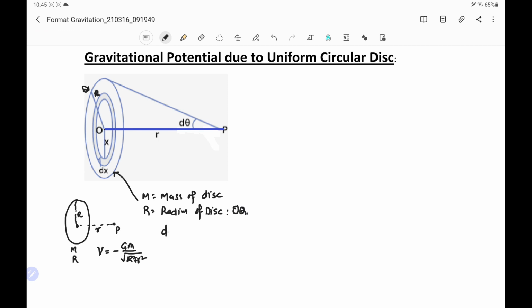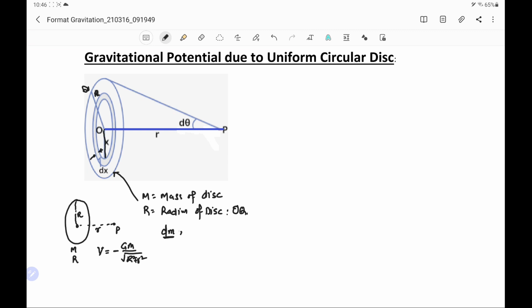Then we have to take an elementary mass, because mass distribution over the disk is a continuous distribution. Therefore, we have to use the concept of differential and integral to find the potential. For that, we take an elementary ring on the disk, and find the gravitational potential because of that ring at the point P, and then integrate to calculate the total potential because of the whole disk. Here we have taken an elementary ring whose radius is x and width is dx. This is the dx.